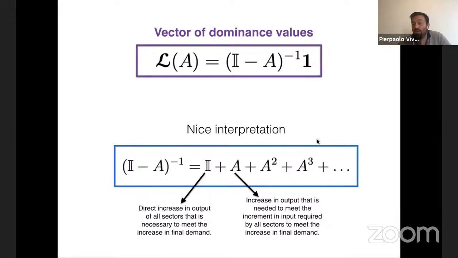Imagine that there is an increase in external demand of a certain item, then the first identity term represents the direct increase in output of all sectors that is needed to meet this increase in final demand. The second term in this series represents the increase in output that is needed to meet the increment in input that is needed by all other sectors to meet the increase in final demand. And so on and so forth, the chain of kth order relationships in this complex economy, or in any other examples, is encoded in the k plus one terms of this expansion.